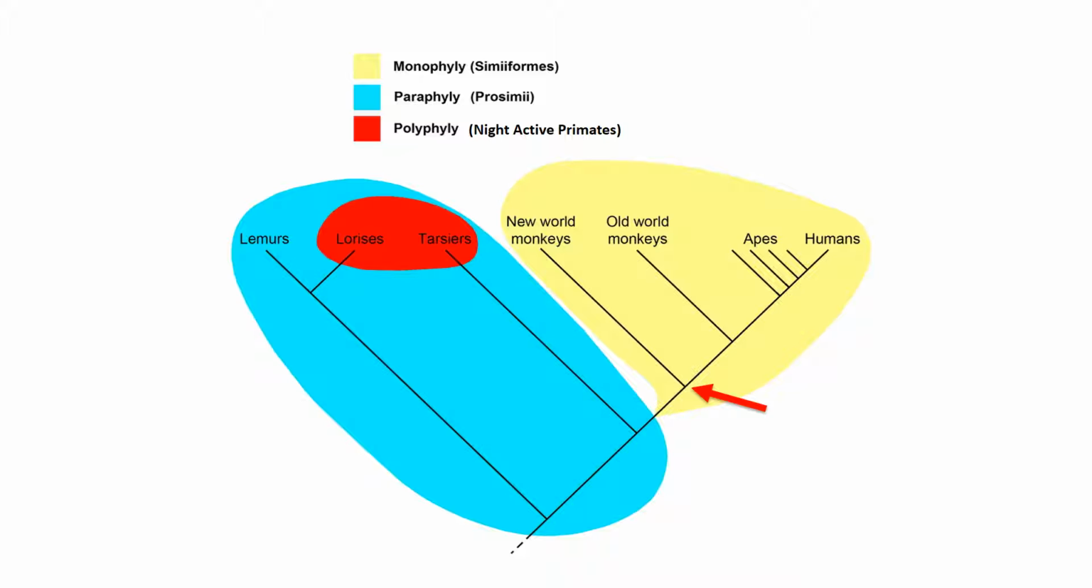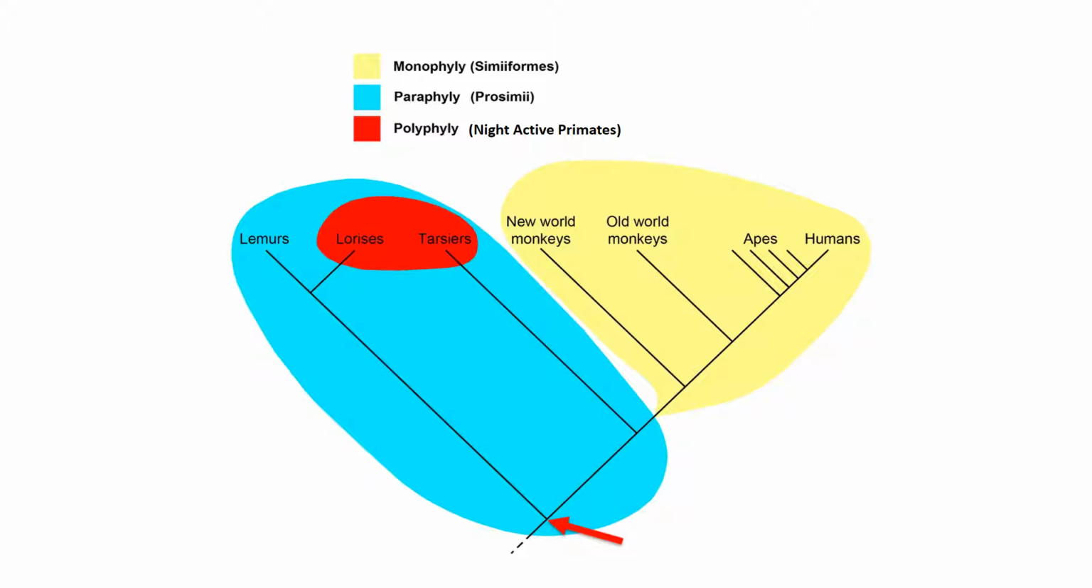A few other important terms here are paraphyletic group, which you can see in blue down here. A paraphyletic group contains a number of organisms and a common ancestor, but not all the descendants of that common ancestor. So you can see the yellow group is not within that blue group there, and therefore it's paraphyletic.